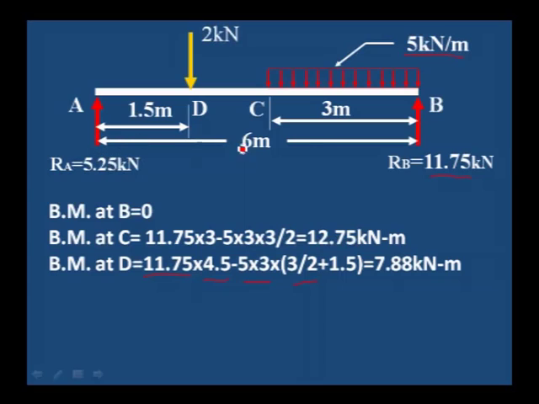You can observe here 6 minus 3 we get 3 meter, minus 1.5, we get the distance between D and C, which is 1.5. 1.5 plus half of the distance, 3 divided by 2, that is the distance from D to the center point, that is 1.5 plus 1.5, 3 meter, 3 into 15. Okay, this is the moment about D, 7.88 kilonewton meter.